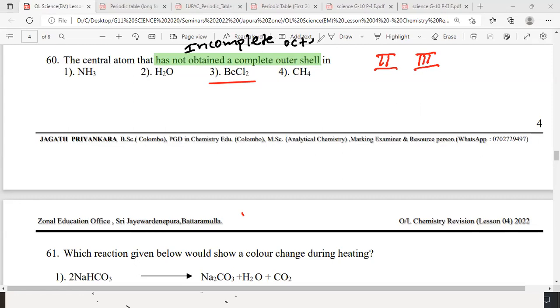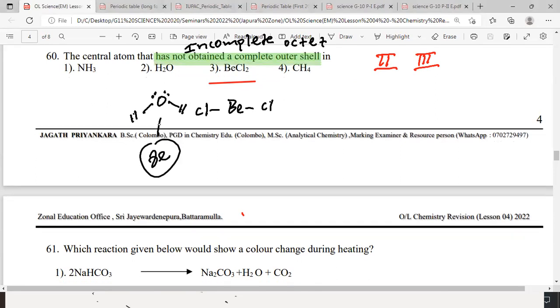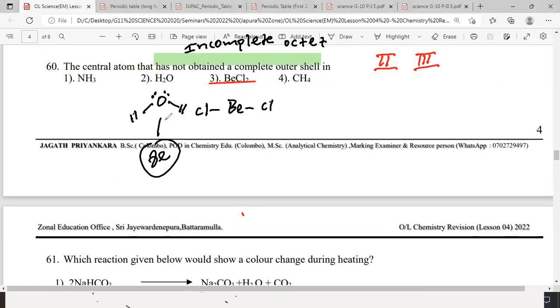How many electrons are around beryllium here? Only 4. Beryllium valency 2, outermost 2 electrons, maximum 2 bonds. Therefore, maximum 4 electrons, which is less. But water has 8 electrons, with 2 bonding pairs and 2 lone pairs. Total 8 electrons at the central atom, oxygen. But in this one, beryllium has only 4 electrons around the central atom, from 2 bonds of 2 electrons each.